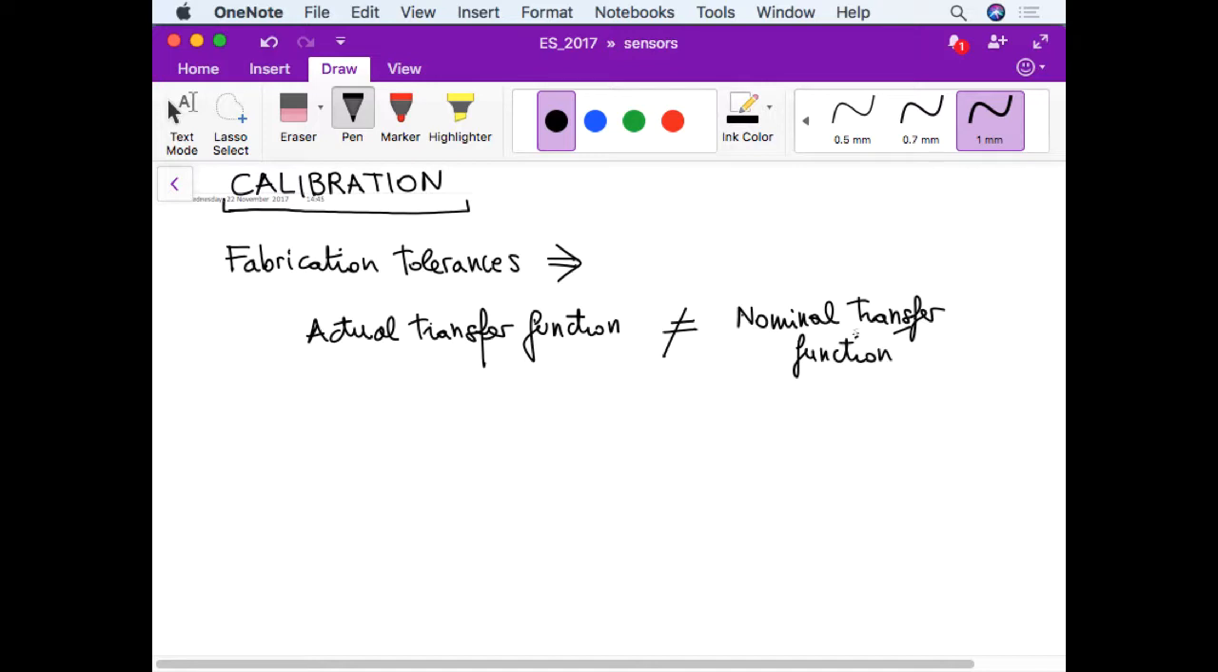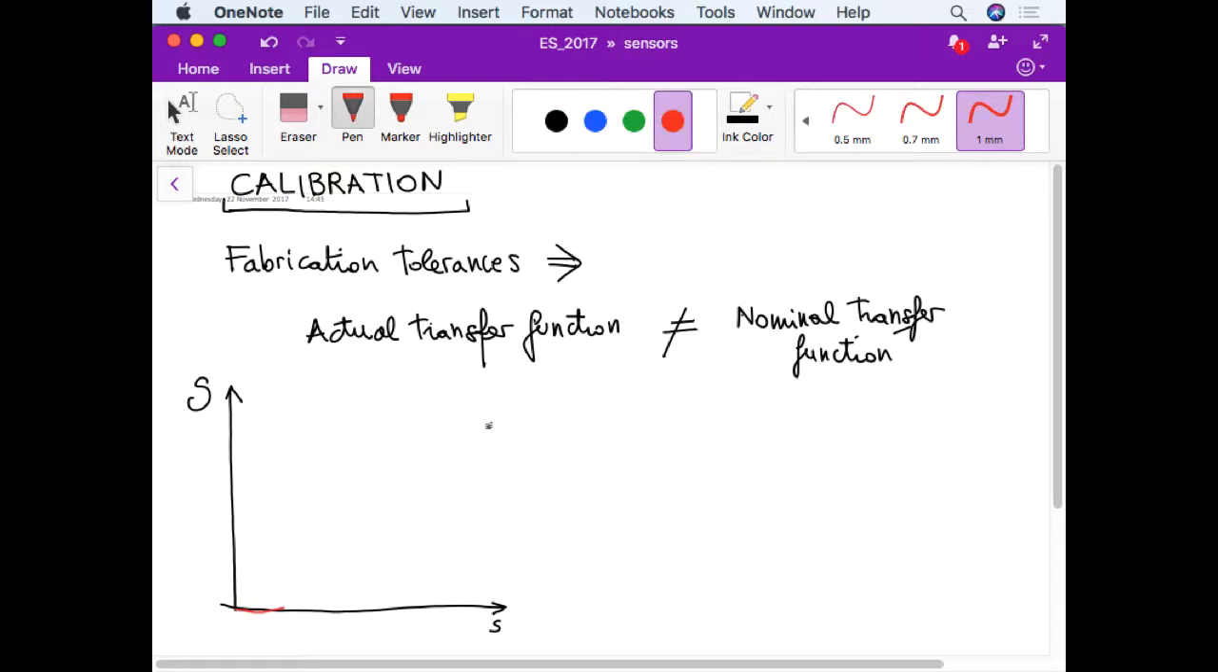Okay, so the nominal transfer function is the transfer function I think I have, for example, the one given by the data sheet. And the actual transfer function is the real transfer function of the sensor. Let me give you the same example as before. Let's assume that this red line is the nominal transfer function. But instead, because of fabrication tolerances, the one sensor that I have in my hand has this blue transfer function.